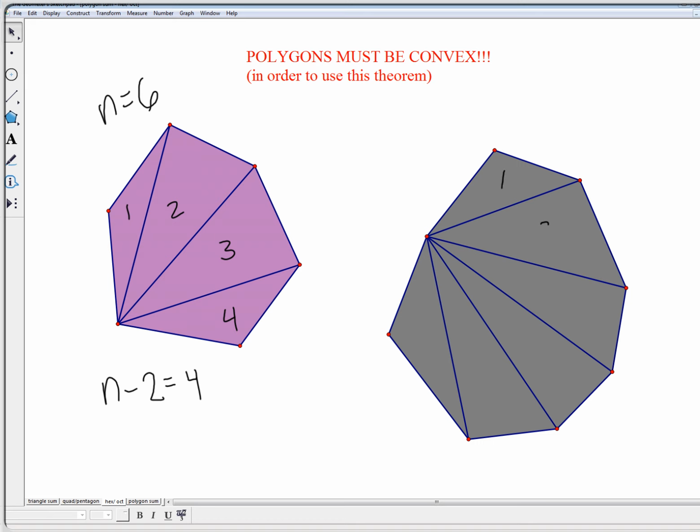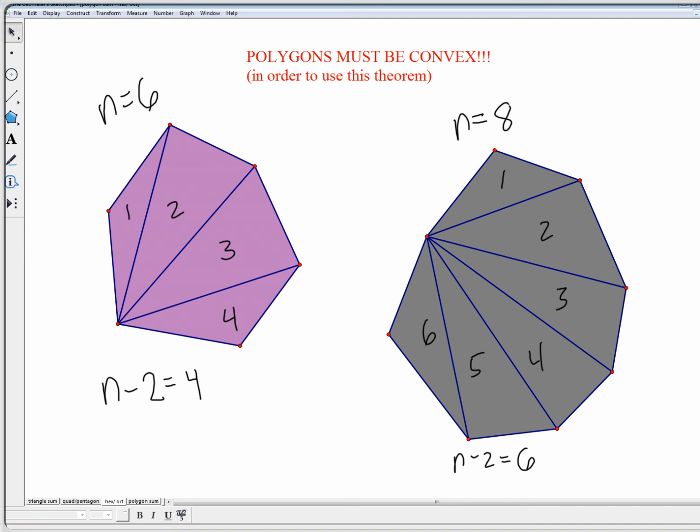And now let's count up the number of triangles here. 6. This originally, I guess it still is, an octagon. So the number of sides, we're going to let that be the letter n. And we have 8 sides, and the number of triangles is 2 less than the number of sides.